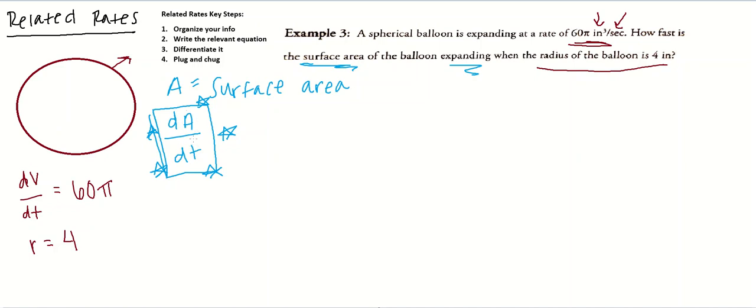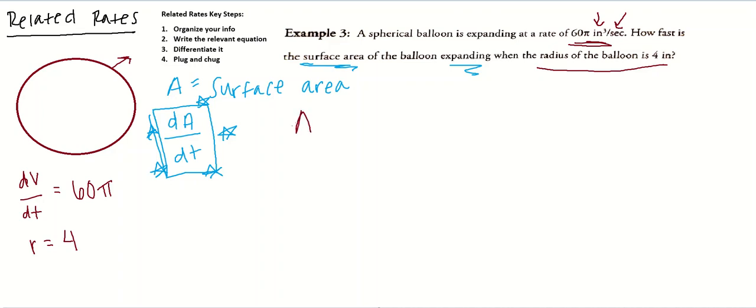Our end goal is to figure out the rate of change of surface area. So if we're going to do that, we need to have an equation that has surface area in it, right? How are we going to figure out the rate of change of surface area if our equation doesn't even have surface area in it? So our relevant equation then is going to be the surface area of a sphere. And this is an equation that you may not remember. I honestly don't really remember it, but it'll be good to know for the AP test.